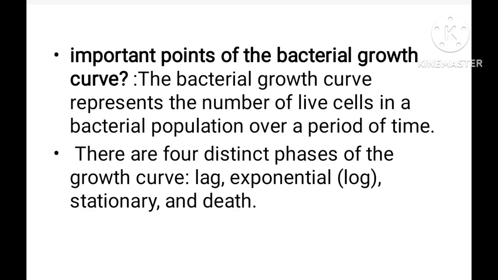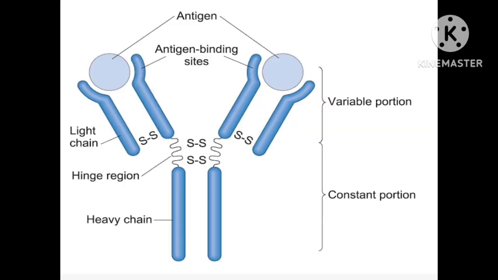Important points of the bacterial growth curve. The bacterial growth curve represents the number of live cells, as I have told, in 4 phases, how the changes take place in the bacterial population over a period of time. There are the 4 distinct phases. Already you know those 4 phases. This change takes place in all systems. Now question number 11, only 3 marks.